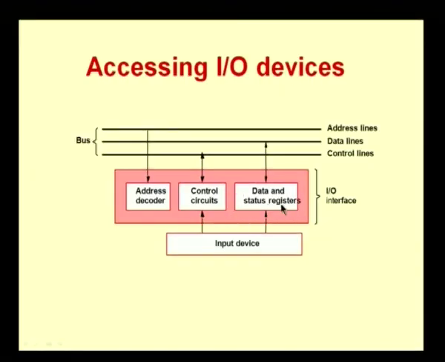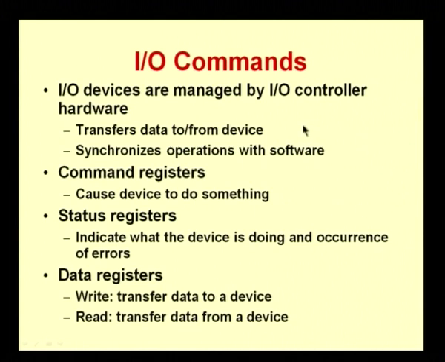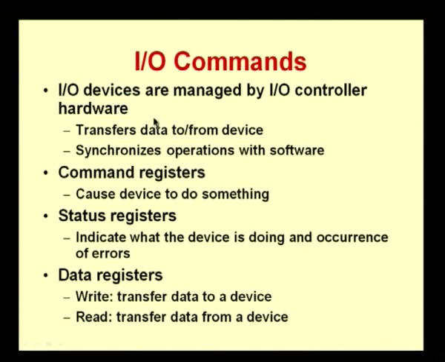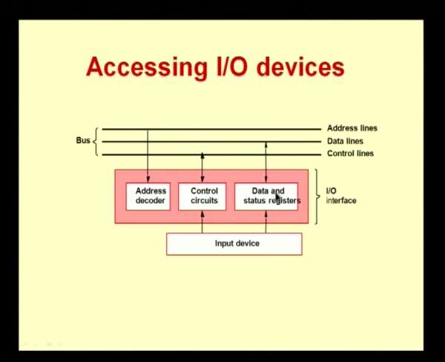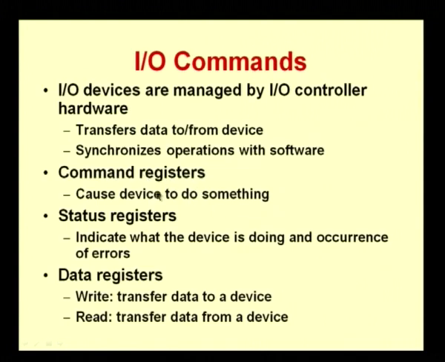We said that data is transferred to the IO devices by means of these data and status registers. Normally, we refer to the data that is transferred as commands, as IO commands. So, when we talk of data and status registers here, we also refer to these data registers as command registers. We have command registers which will cause the device to do something, and then we have these status registers which will indicate what the device is doing and the occurrence of errors.